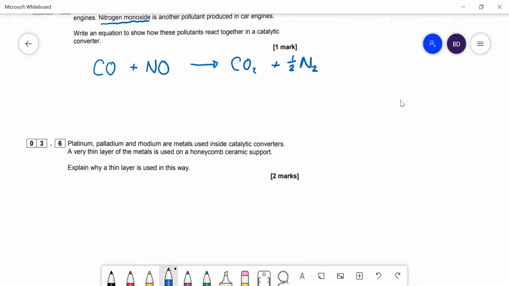Platinum and palladium are used inside catalytic converters, in a very thin layer. Why do they use a very thin layer? It's because they're very expensive metals. And it's very expensive for 2 marks. Let's say something else, I think. The catalysis occurs on the surface, so it doesn't matter if it's thin, it's the surface area that's important.